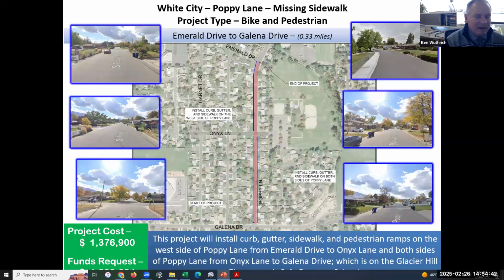And the last SDP project being requested is a project in White City. This is on Poppy Lane. This is to construct a missing sidewalk along the facility between Emerald Drive to Galena Drive, about 0.3 of a mile. Estimated project cost is 1.3+ million. Funds being requested are 1.2+ million.